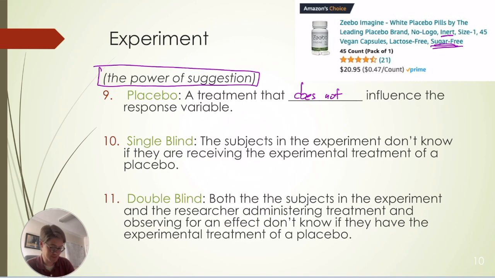And so the placebo effect is real, and we've got to try to control for it. And so that's why we give pills that will allow them to think that they're also taking this wonder drug that we're testing.